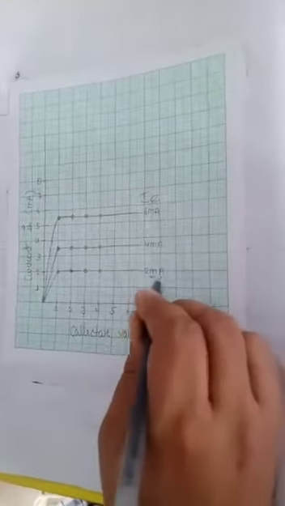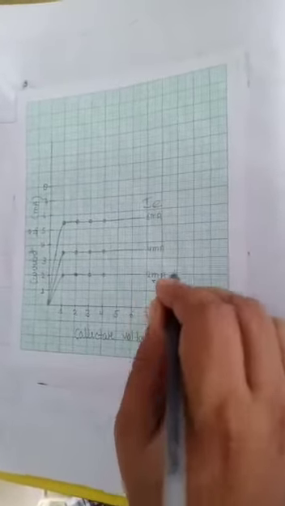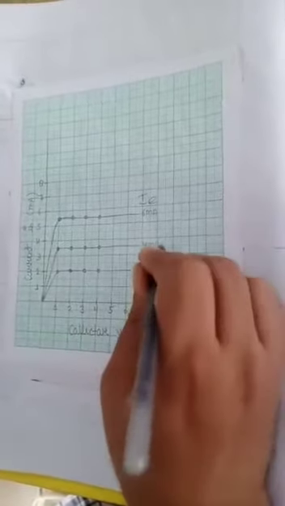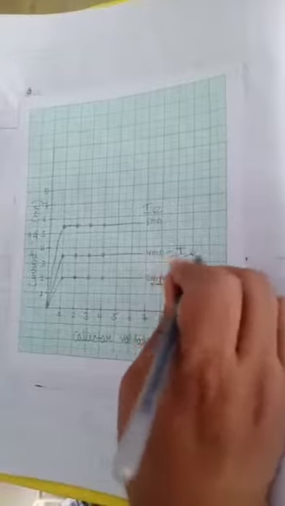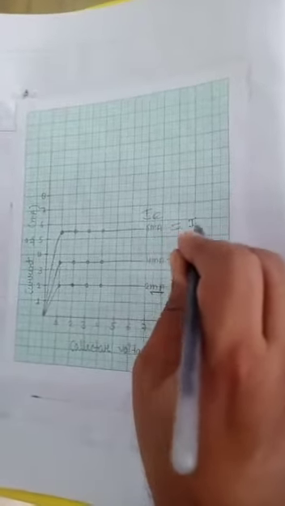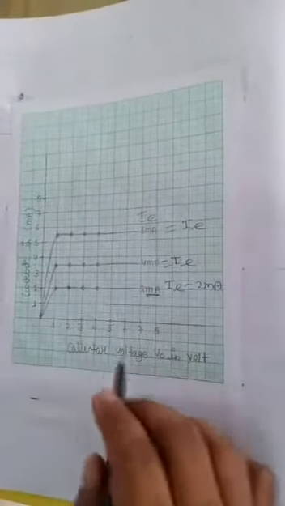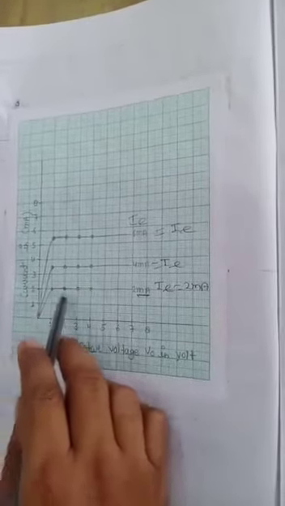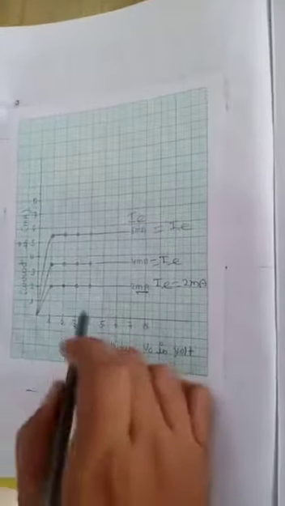In this way we plot the collector voltage, keeping, for this curve, the emitter current constant at 2 milliampere. For this curve the emitter current is constant at 4 milliampere. For this it is at 6 milliampere. And we plot the graph. Then we observe the curves like this.